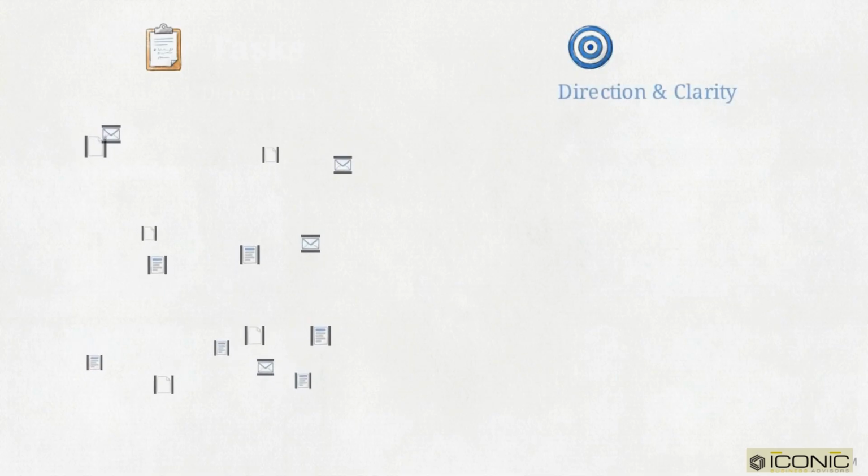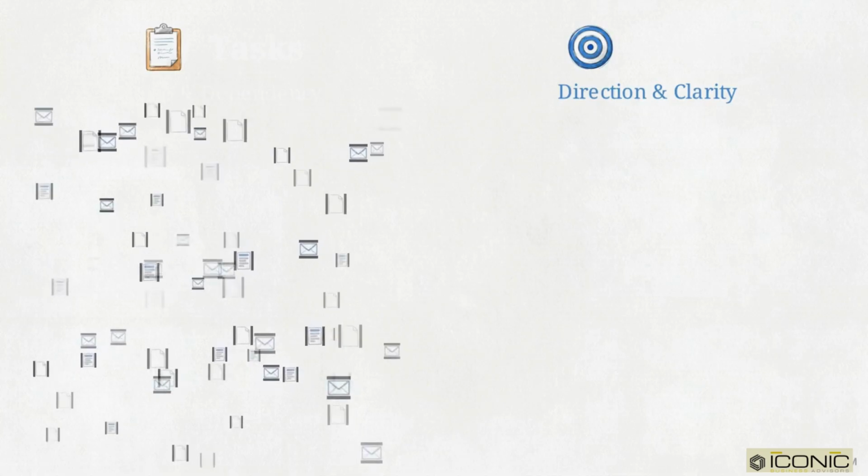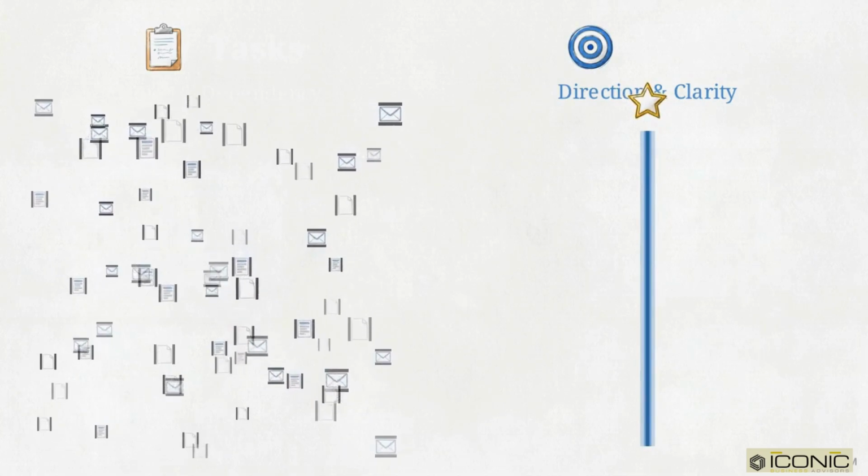This chart contrasts two different operating models. On the left are tasks, which create noise and dependency. On the right are goals, which provide direction and clarity. Tasks multiply and create noise. Goals simplify and create a clear path for the company to follow.